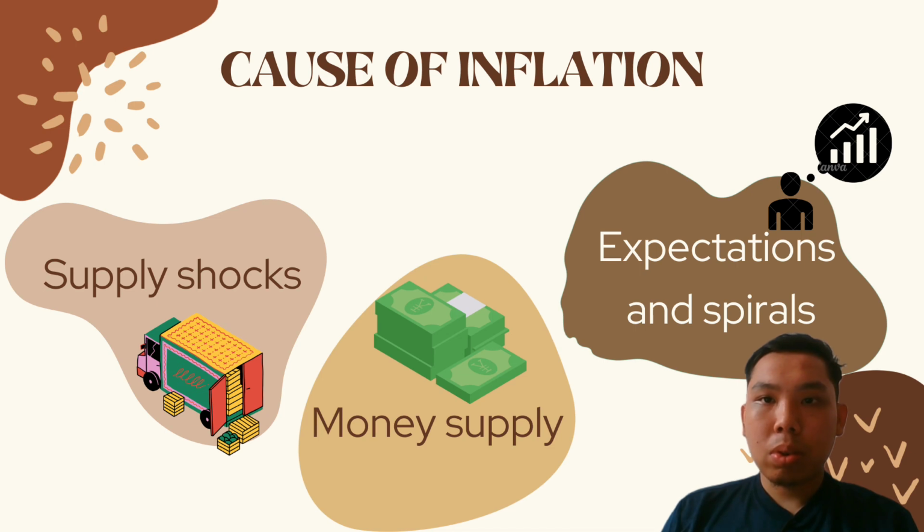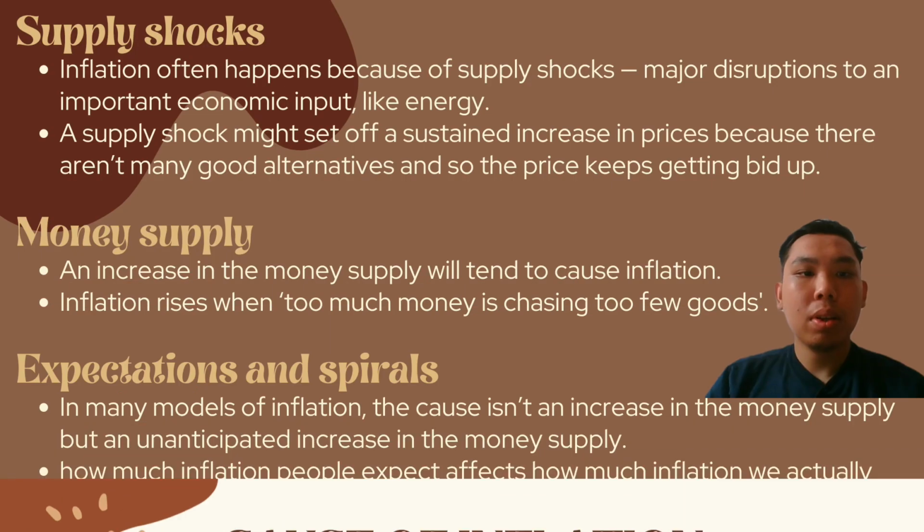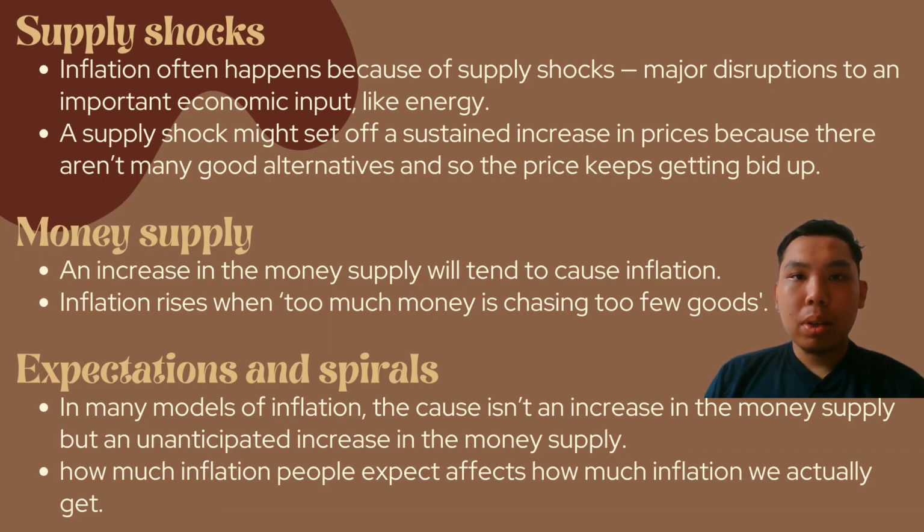Next, we go to the causes of inflation. So the causes of inflation are supply shocks, money supply, and expectations and spirals. For the supply shock, inflation often happens because of supply shocks, a major disruption to an important economic input such as energy. A supply shock might set off a sustained increase in price because there aren't many good alternatives, and so the price keeps getting bid up.